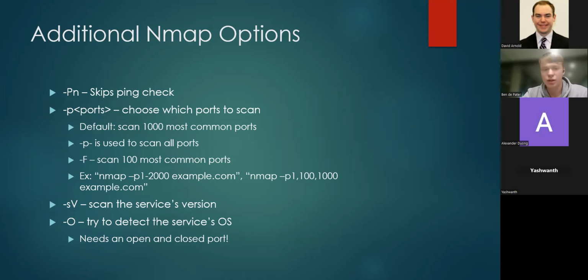First thing, and I'm just going to go through these. These are basically different flags or different options you can add to your Nmap command to make it have different behavior. So one of them is the -Pn flag. And what this does is it's going to skip a ping check.